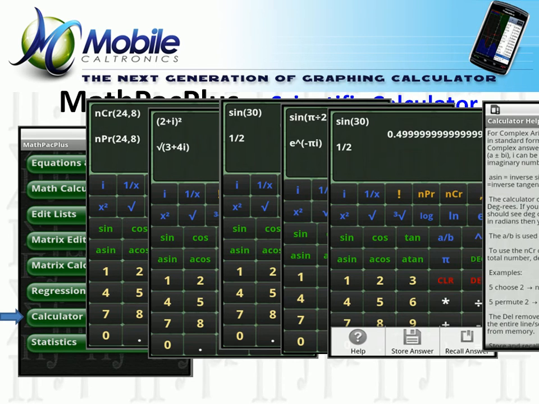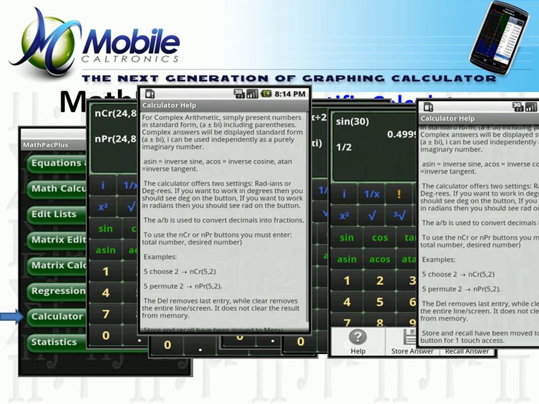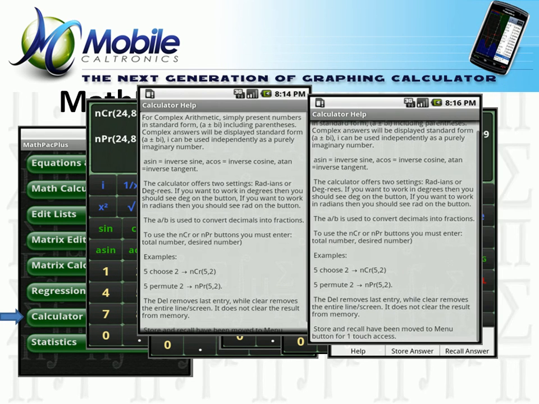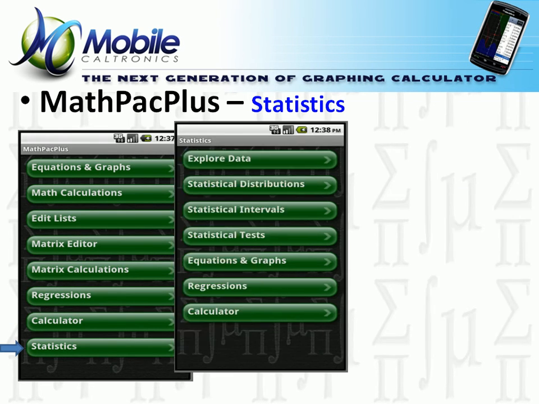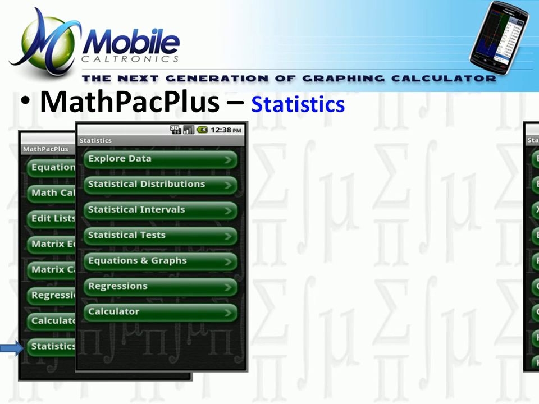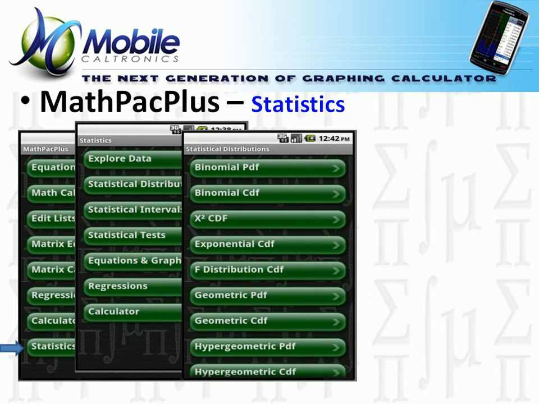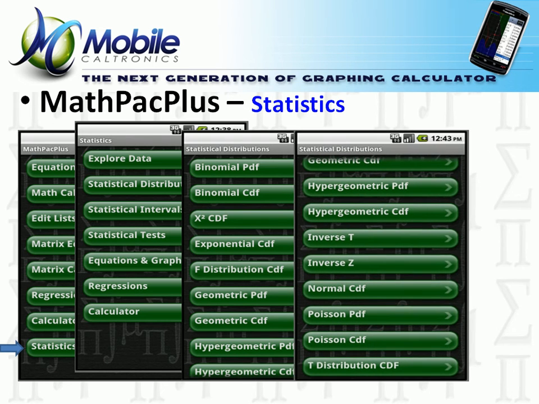Of course, the calculator does come with its own extensive help. Here's the help, and you can store any answer, recall any answer. And for the help, I simply put a couple of examples of things I'd want to see if I was using someone else's calculator for the first time. The statistics button at the bottom of the main menu gives access to the full package Math Stats Pack. Everything that was available in Stats Pack is now available.